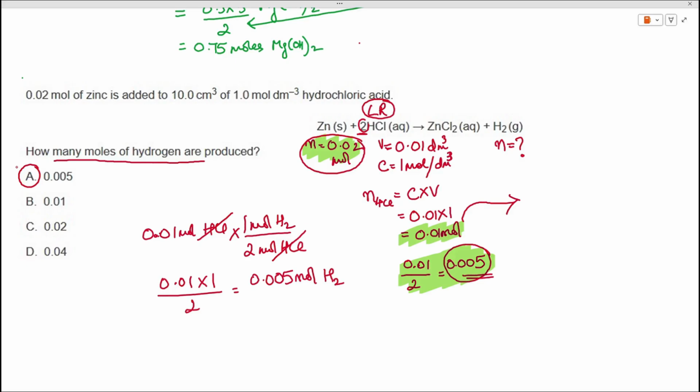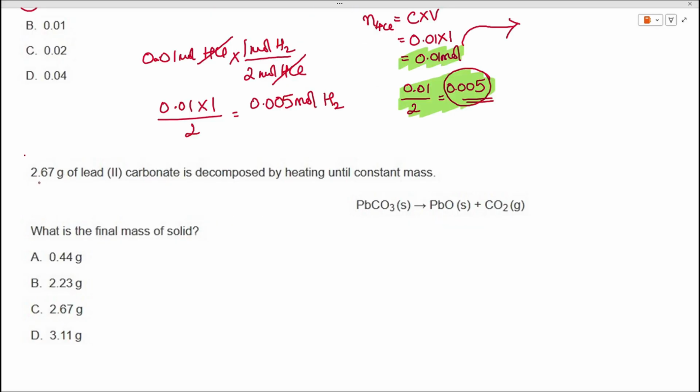Now in this specific question, 2.67 grams of lead(II) carbonate is decomposed by heating until constant mass.